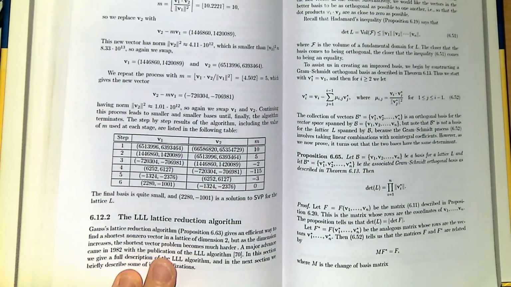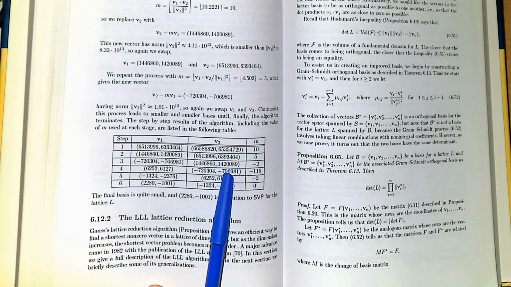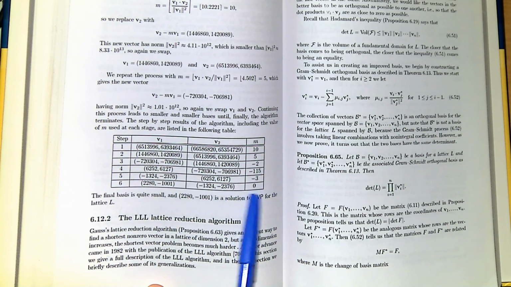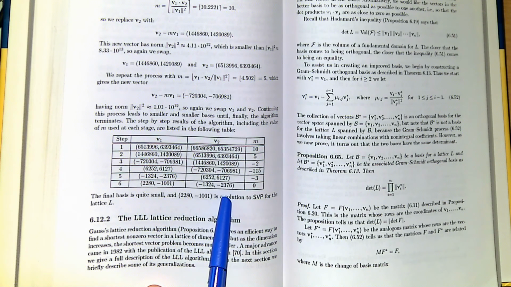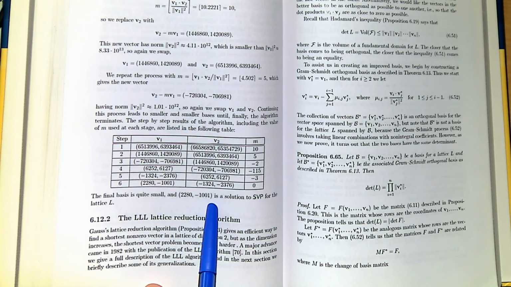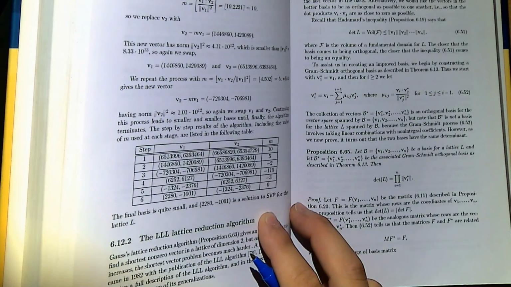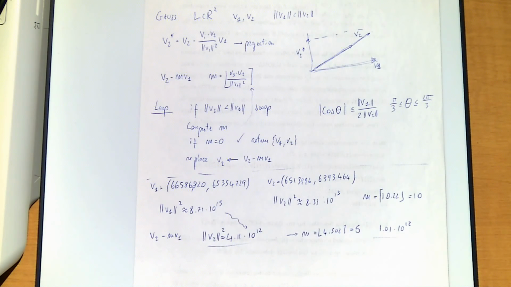At the end of the day, the first few vectors are big, and then you keep going down. At the end, you stop. But look at these vectors now; they're very small. Okay, this is the final basis. In this particular case, this is also a solution to SVP because you find the shortest vector as well. Otherwise we can use this as a good basis, for example, to apply our decoding algorithm.